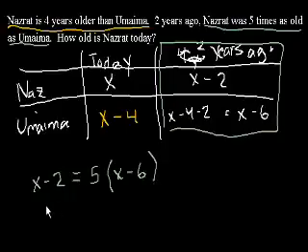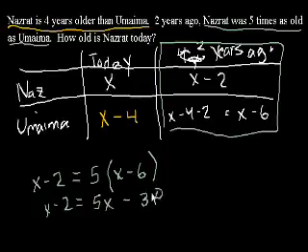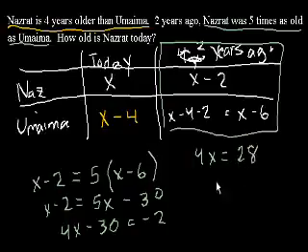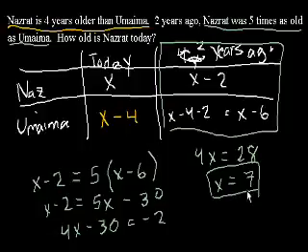Well, now we just solve for X. X minus 2 is equal to 5X minus 30. Now we could subtract X from both sides, and we get 4X. I'm going to switch it around too, to hopefully confuse you more. 4X minus 30 equals minus 2. And then we get 4X is equal to 28, and X is equal to 7. So we solved the problem. Nusrat today is 7 years old.